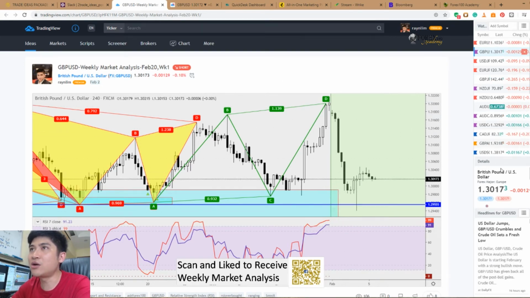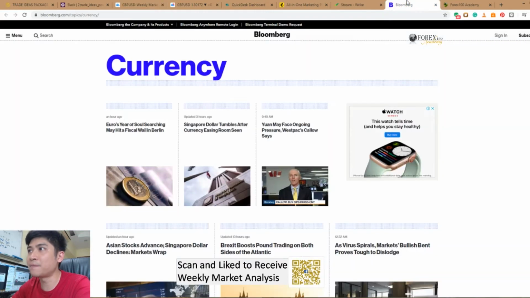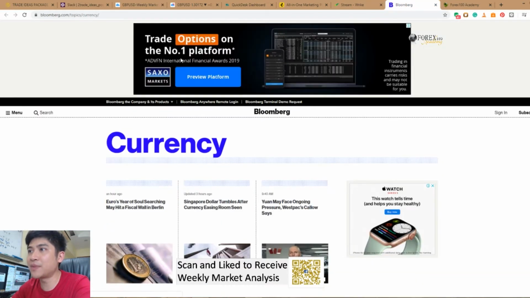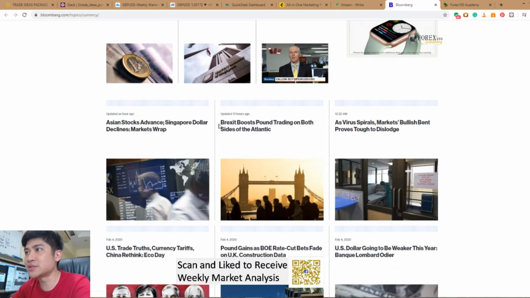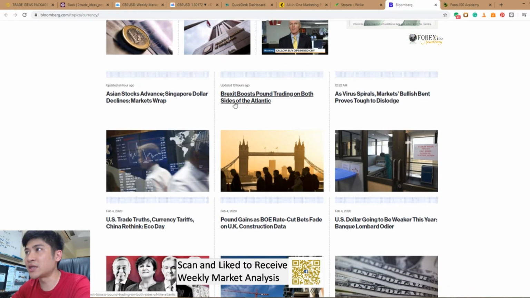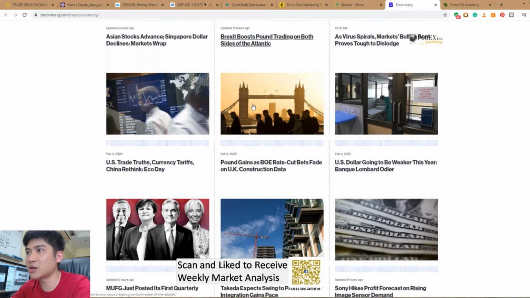All right, so right now, an overall view of what's going to happen. We can see some of the news is not very good. The latest one, we talk about the boost of the pound dollar, but last night we have headlines like "pound gains as BOE rate cuts, bet Fed on UK construction data." That means they are saying that the Bank of England is not going to cut rates anytime soon. That is one of the focuses right now, in fact.